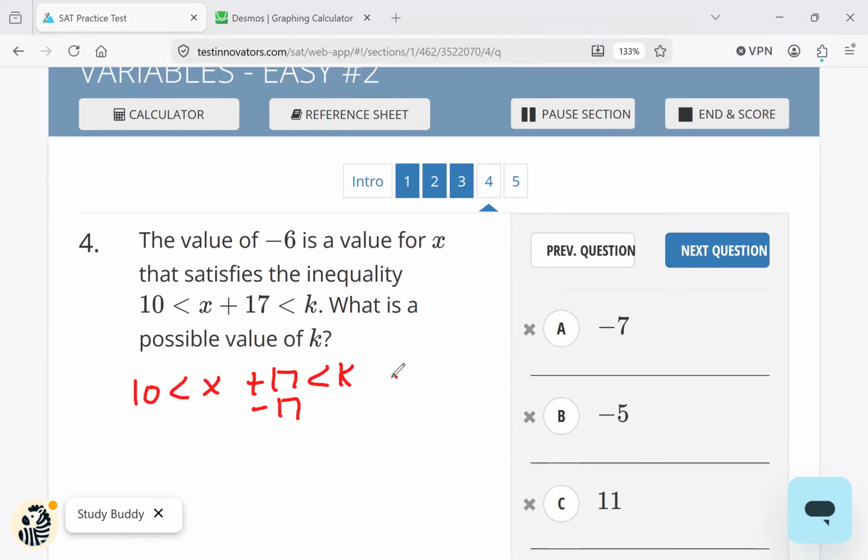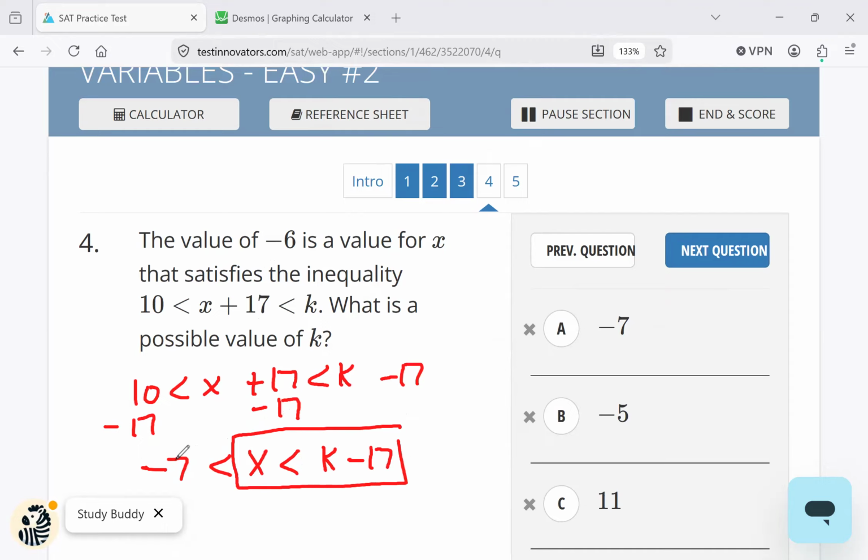I'm going to subtract 17 from both sides. So you get x is less than k minus 17, and 10 minus 17 is -7. Then I'll plug in -6 for x. We don't care about this -7 because we only care about this inequality since it has that x. So it's -6 is less than k minus 17.